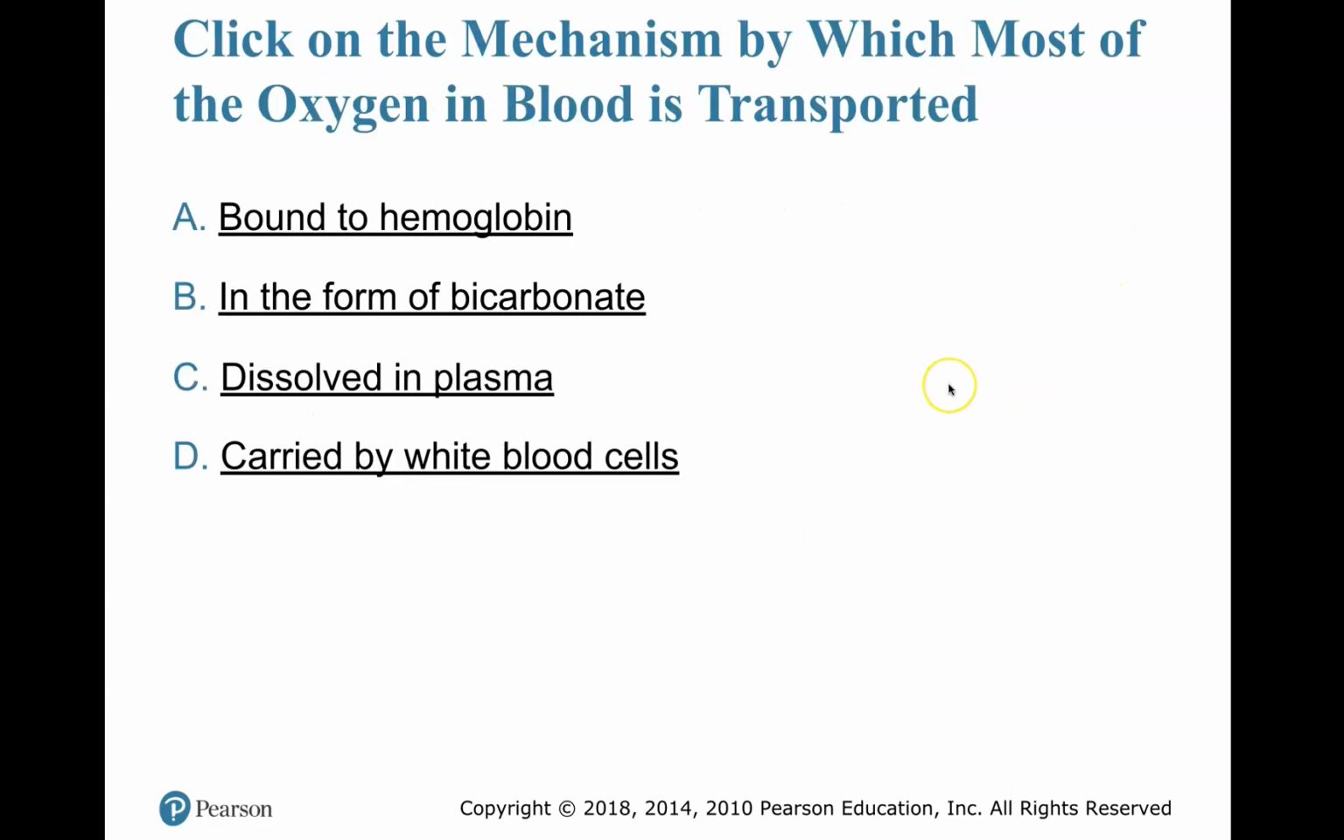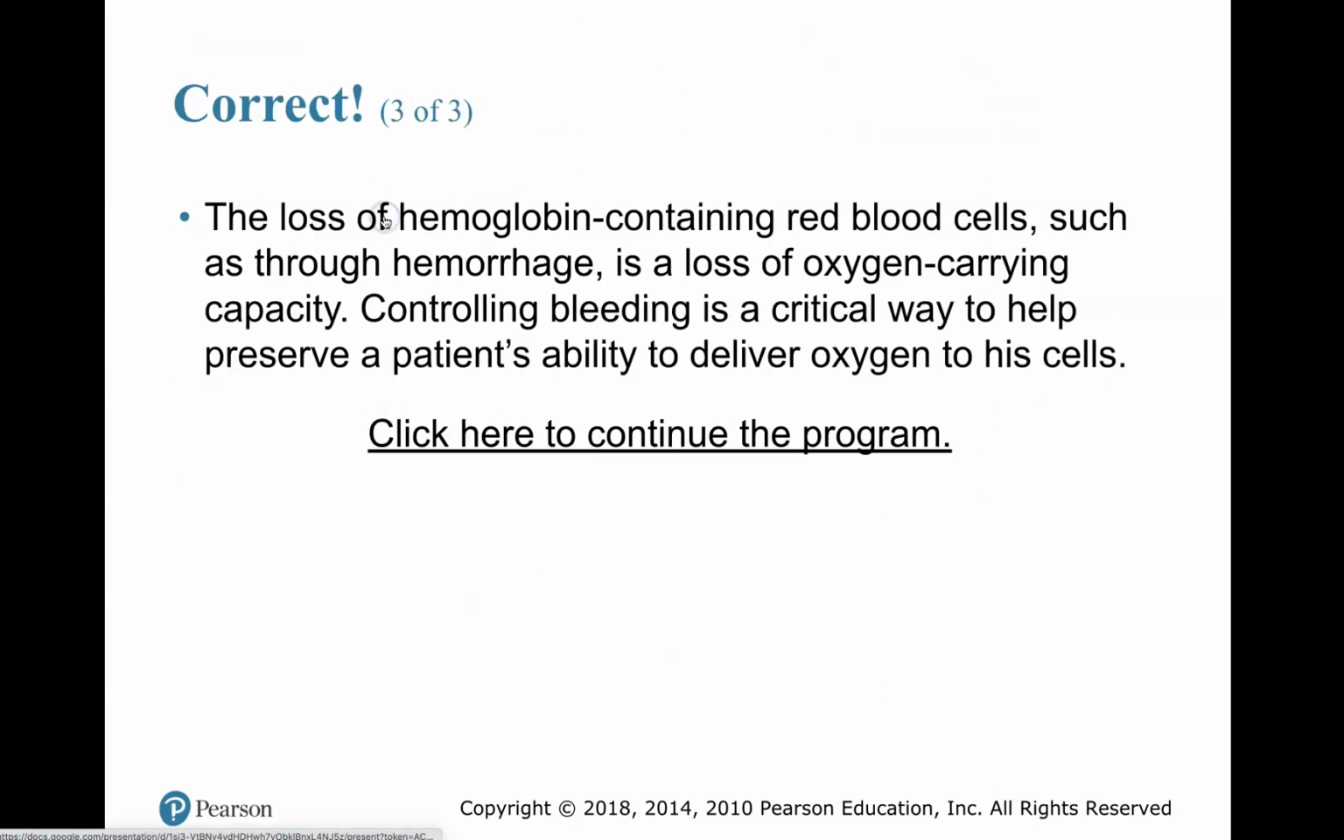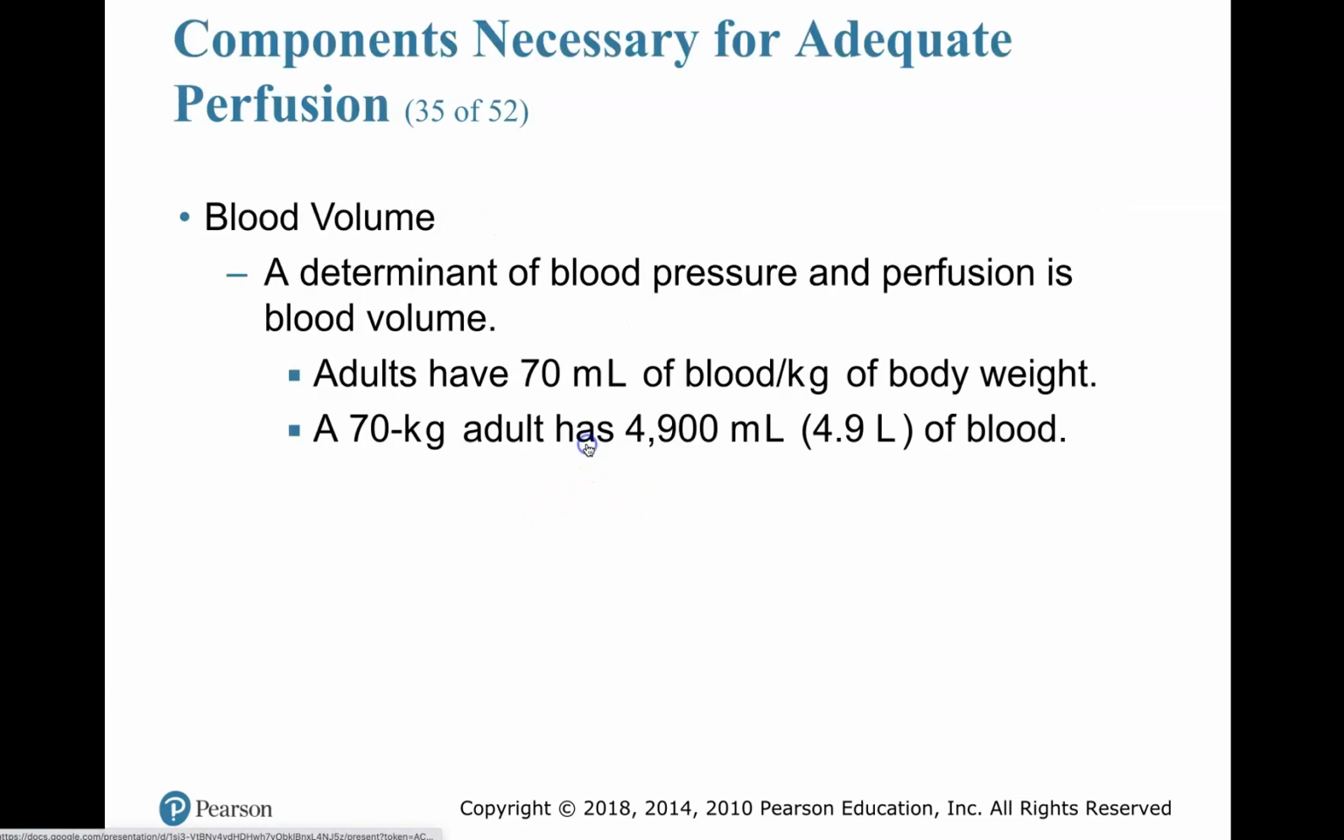Alright, click on the mechanism by which most of the oxygen in the blood is transported. Most of the oxygen in the blood is transported where? If you chose bound to hemoglobin, you are correct. The loss of hemoglobin-containing red blood cells, such as through hemorrhage, which is bleeding, is a loss of oxygen carrying capacity. Controlling bleeding is a critical way to help preserve a patient's ability to deliver oxygen to his cells.